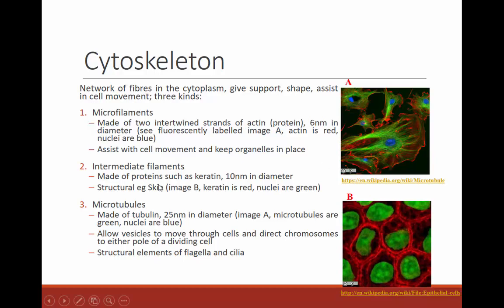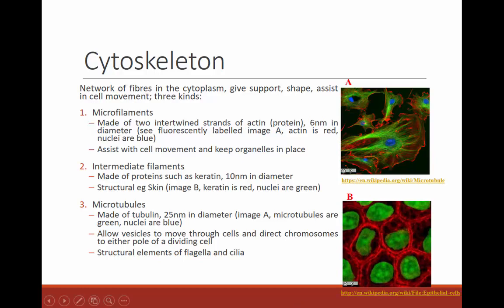Then you've got the intermediate filaments. These are a little bit bigger, and things like keratin that you would have remembered from skin. So these are the intermediate filaments. And in image B, this is from our skin, keratin is in the red and the nuclei are in green. Okay, so once again, different types of staining.